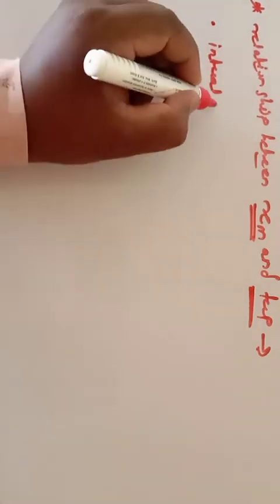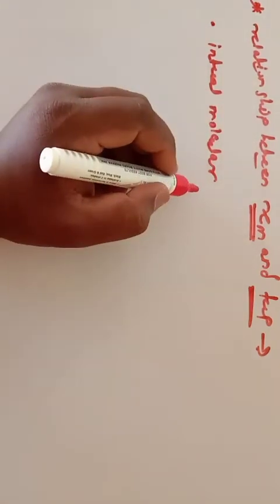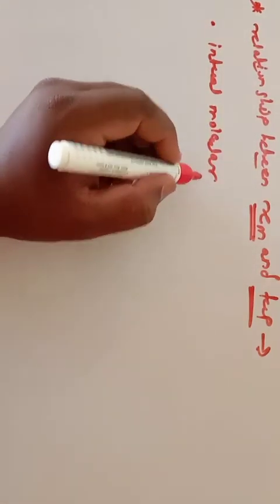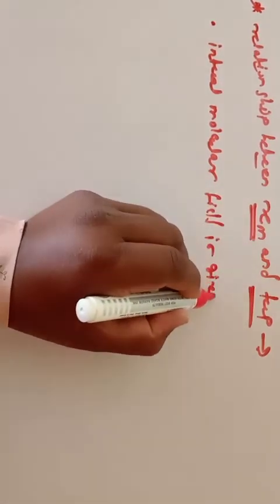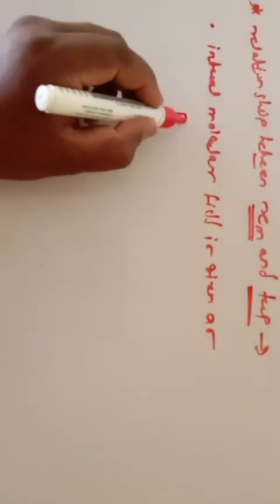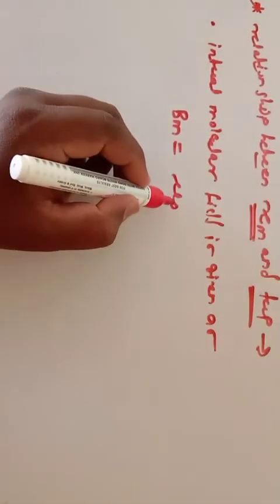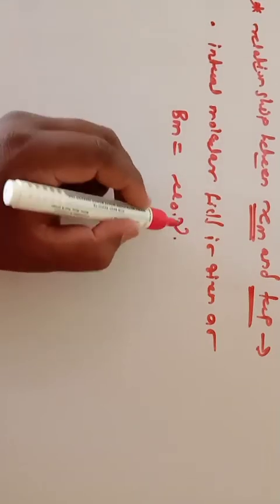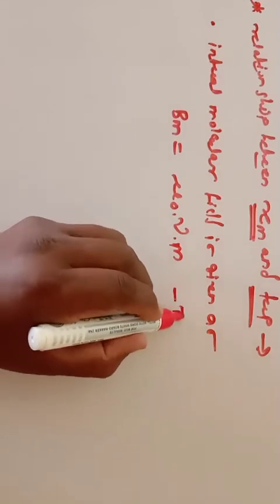Whatever the internal molecular field or the internal exchange interaction is, the first point is that the internal molecular field, that is, the interaction within the atoms of the domain, is given as Bm, which is equal to mu 0 into gamma into M. Let us consider this as equation 1.